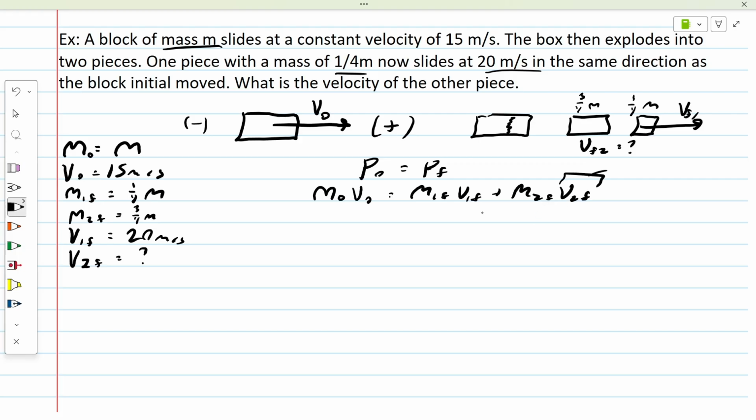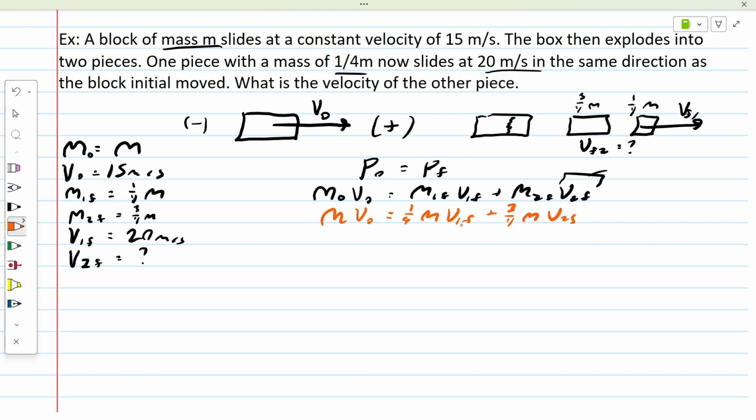So we can go ahead and rearrange this equation. But first, actually, we can plug in what we have here. For the masses, we can go ahead and plug them in. Our m naught we know is just m, and v naught, I won't plug in the numbers yet. m1 final is 1/4 m, v1 final, and m2 final we know is just 3/4 m, v2 final.